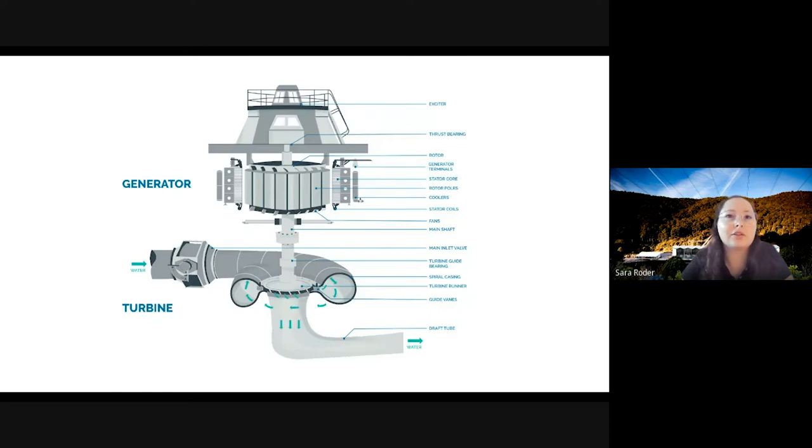Thank you. So you can see here a bit more of a detailed cross-section of our units, and the bottom half of the picture there is what's called the turbine, and that's the mechanical components. Then the top half is our generator. So our water comes in from the left there through the main inlet valve and enters what's called the spiral casing. And it's called a spiral casing because if you look at it top down, it looks a bit like a snail in that it reduces in diameter as it gets closer to meeting itself again.